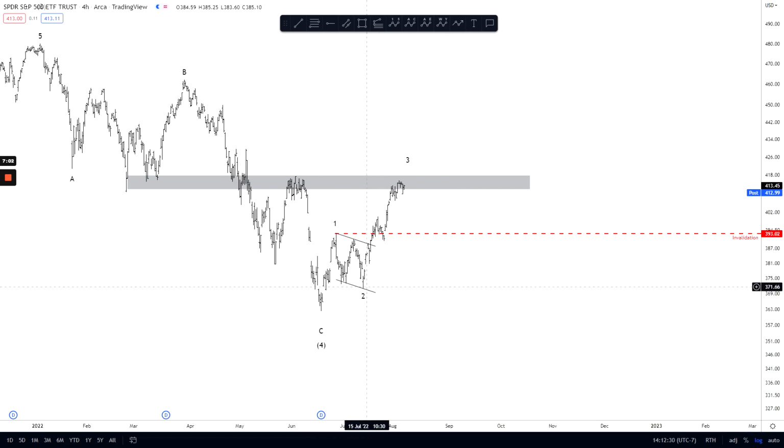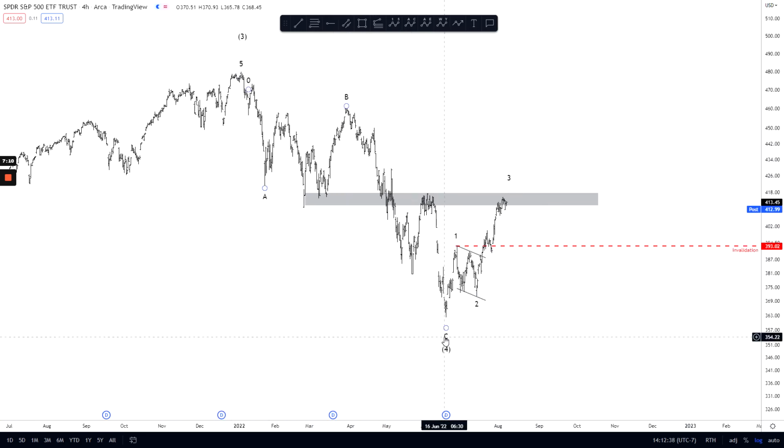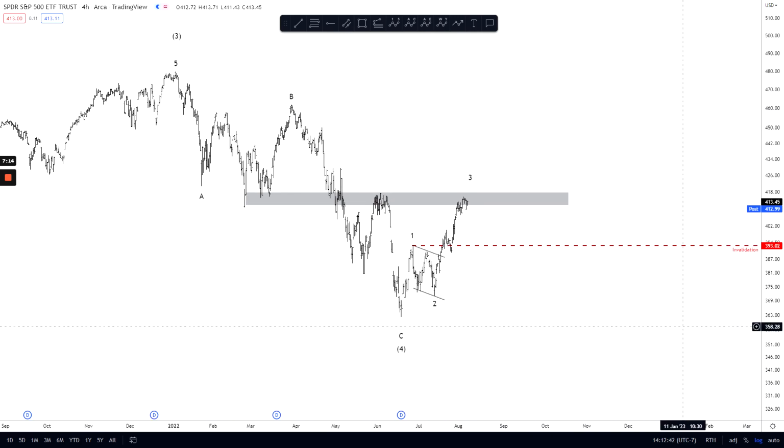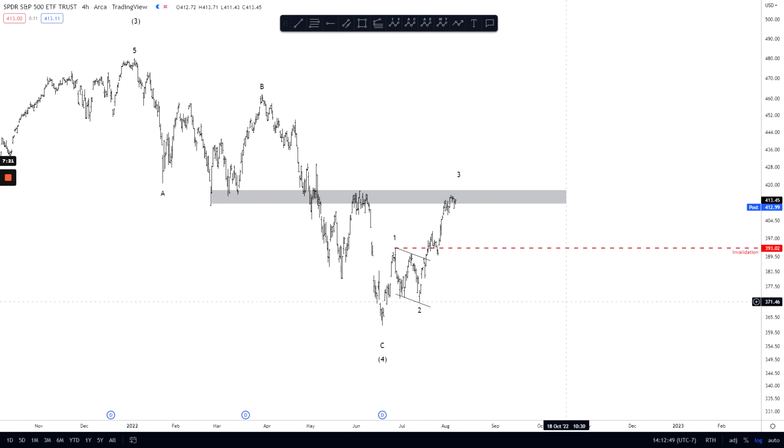We would have to go back to the drawing board. Perhaps it would be a 1-2, 1-2, or maybe in fact it does turn out to be an ABC, and this larger sequence is something like a WXY. Still possible. However, given the evidence that we currently see today on the chart, we favor the bullish count.